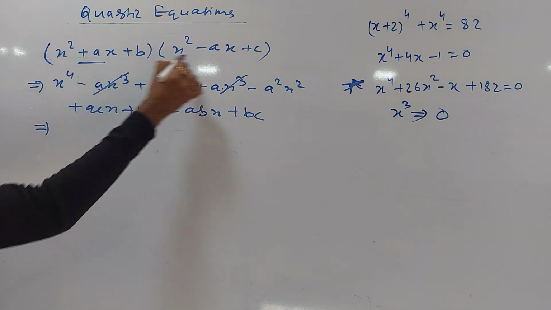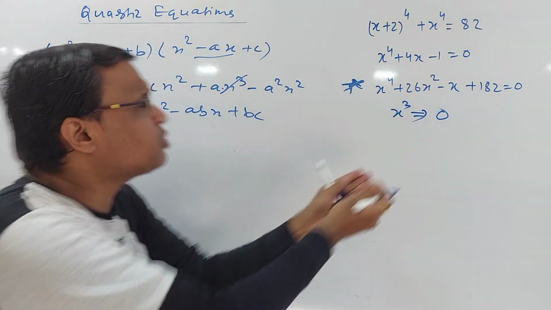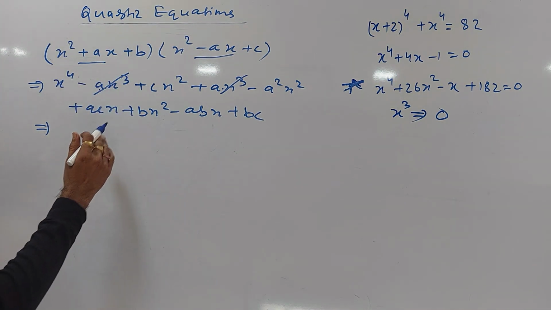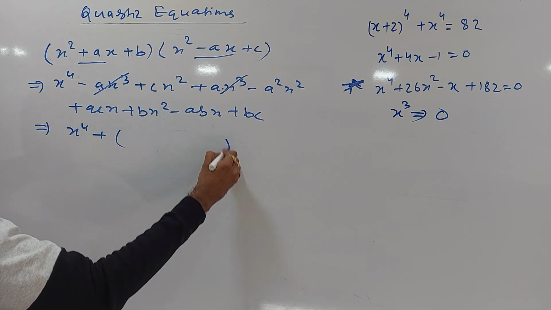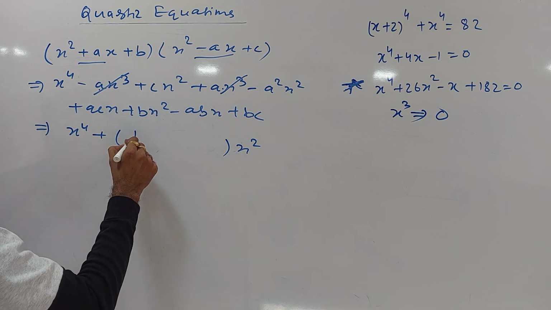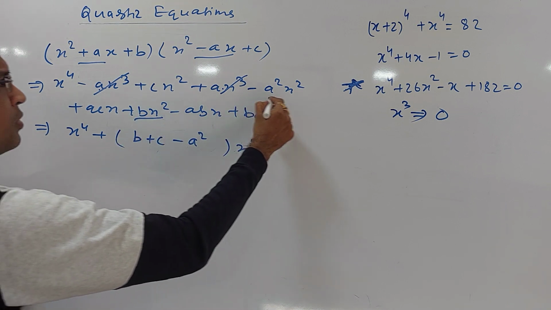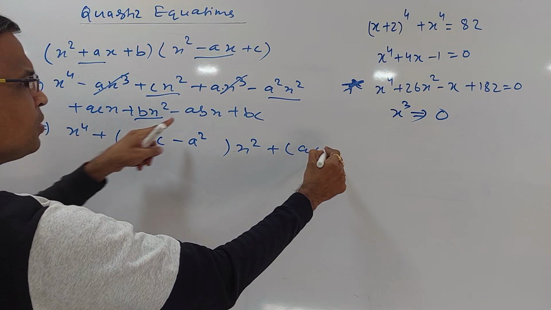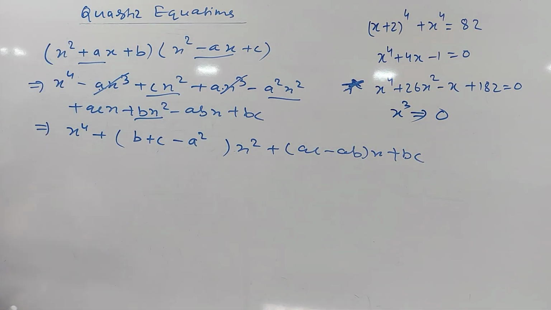That's why I took plus ax and minus ax. So it's very easy for me because there is no x cube term in my question. So why should I involve x cube here? So it's very simple. Now it will reduce your work. So now let me just close the terms of x square. It is b plus c minus a square. Fine, this done, this done, this done. Now the term of x is plus ac minus ab times x, and finally plus bc. That is something I am getting.